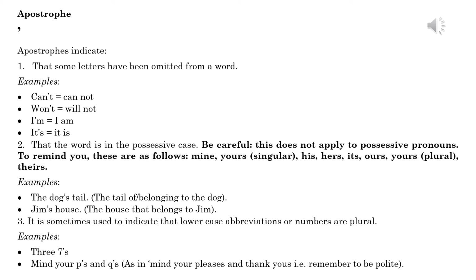Apostrophe. Apostrophes indicate 1. That some letters have been omitted from a word. Examples. Can't equals cannot. Won't equals will not. I'm equals I am. It's equals it is.